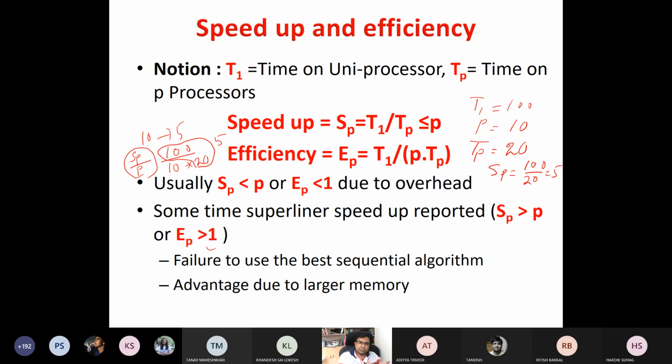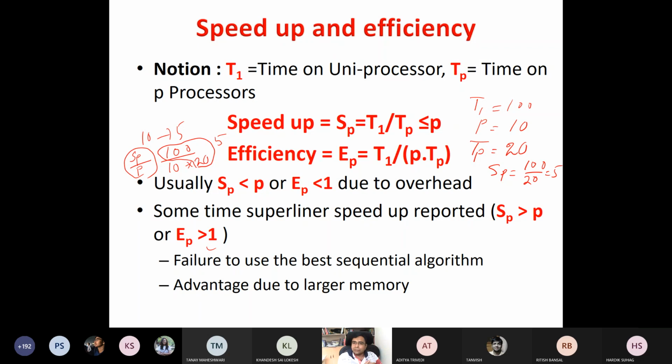Suppose you are solving some problem, and for the parallel architecture you are using a different algorithm, and for solving the sequential one you are using a different algorithm. Failure to use the best sequential algorithm means your parallel case will definitely get a better speedup, meaning less execution time. Another thing is sometimes the advantage is due to larger memory.